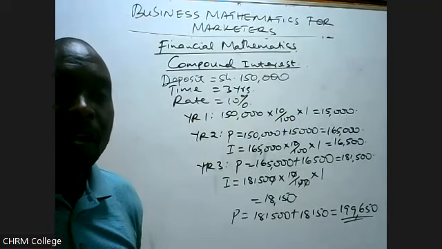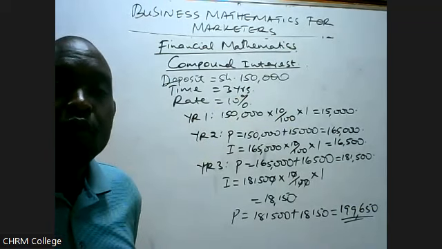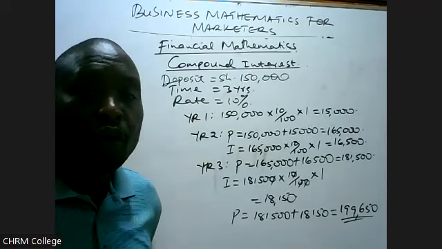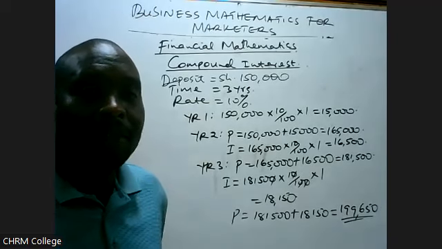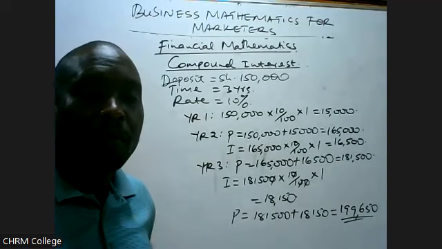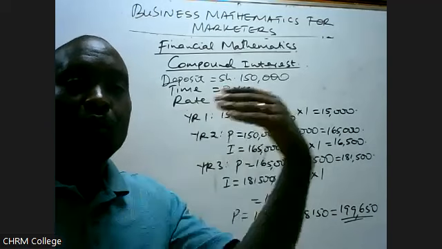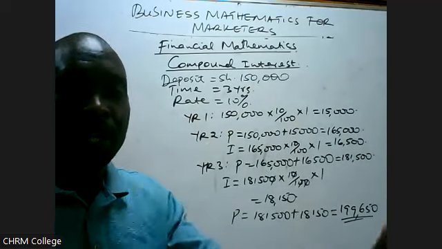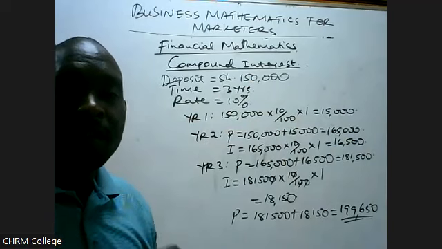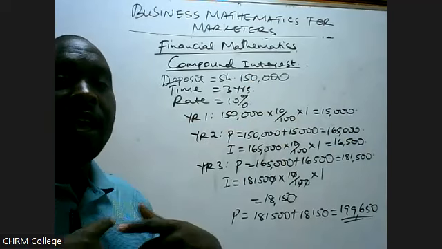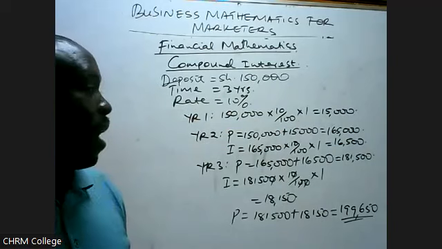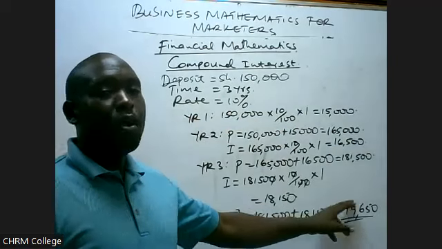So unlike the simple interest whereby the principal remains constant, we use 150,000 every year as the principal. Under the compound, the principal amount will keep increasing because the interest in the prior years are added to the principal to get the principal that will be used to calculate the interest in the subsequent years. So even the interest is earning interest.